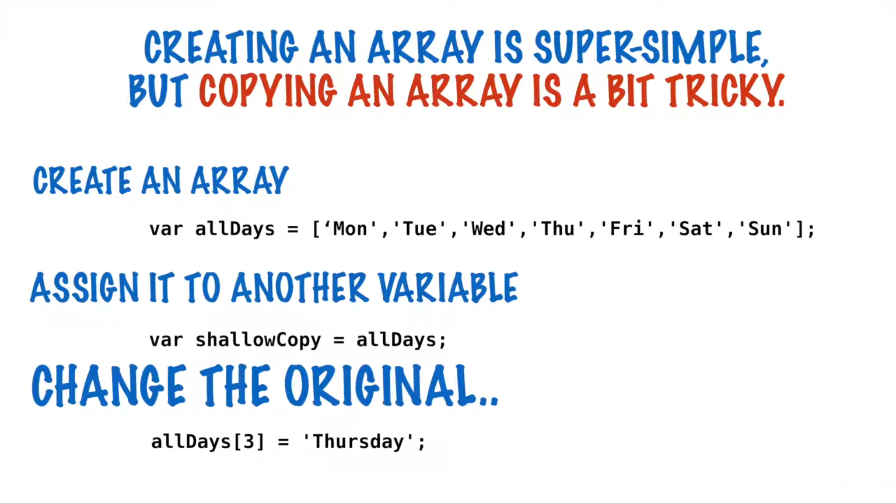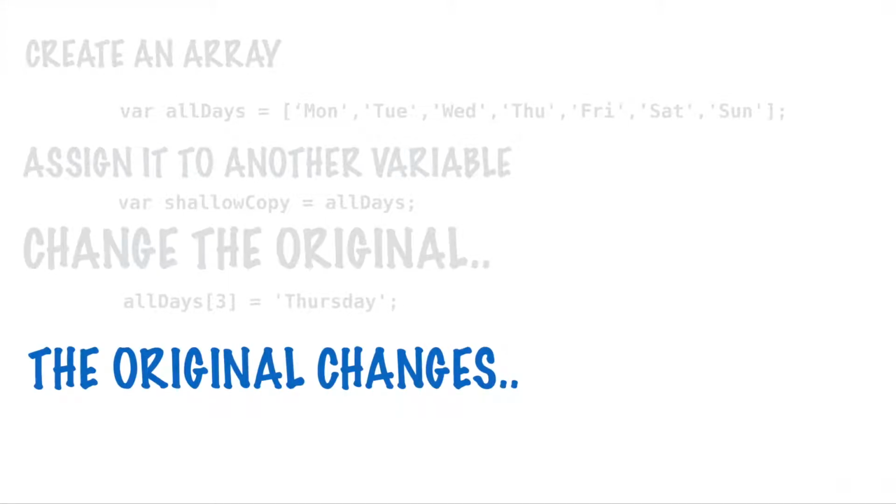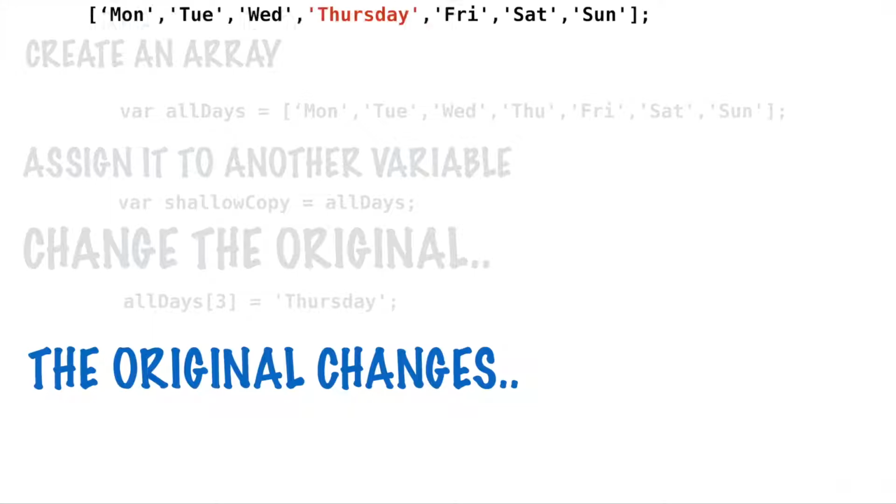Remember that in JavaScript arrays, the very first element is at index 0, the second element is at index 1, and so on. So what we've done here is that the fourth element in the list, THU, is now Thursday instead, the full form. What does this do? What's the effect of this statement? One is obvious, the original array changes.